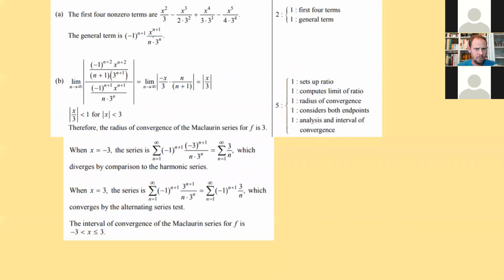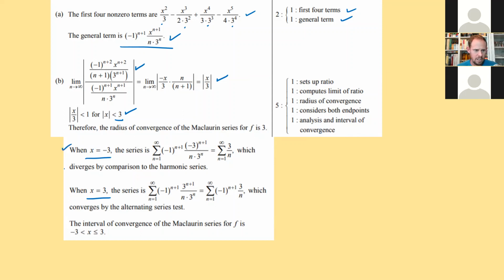All right, so let's see. What do we have here? So we got that, we got that, we got that, we got that. First 4 terms, that works. Check. General term is that. Yeah, we just had it down the line, but that was what we had. So both points there. Cool. Next one, let's see. Sets up the ratio for that. We did that. Computes the limit of the ratio. We did that. Radius of convergence. Yeah, we got the 3 over there. Yep. Considers both endpoints. We did both of those.